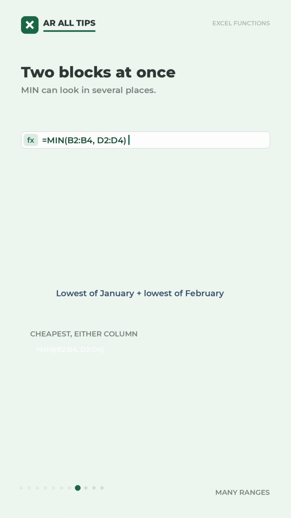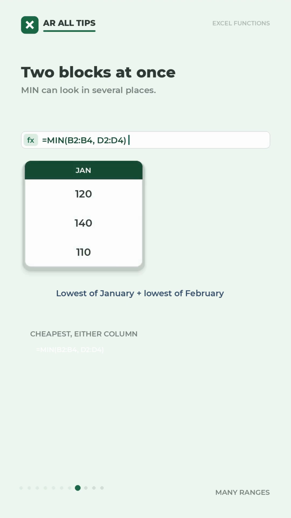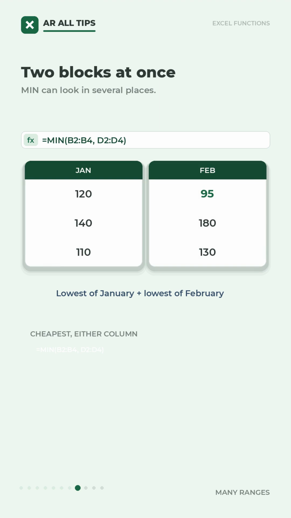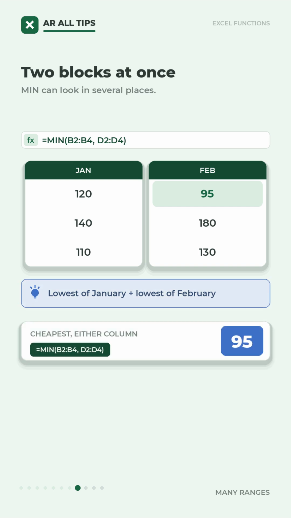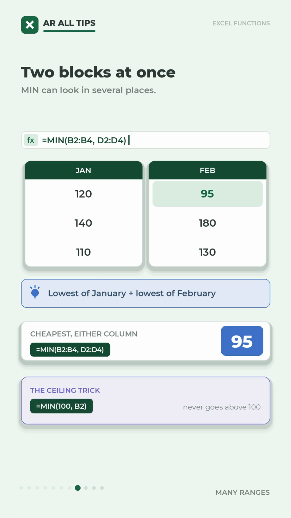MIN can also look in several places at once. January's price is here, February's price is there. One formula, 2 ranges, and MIN returns 95, the cheapest of either month. And try the ceiling trick. MIN of 100 and B2. Whatever happens, it never goes above 100.